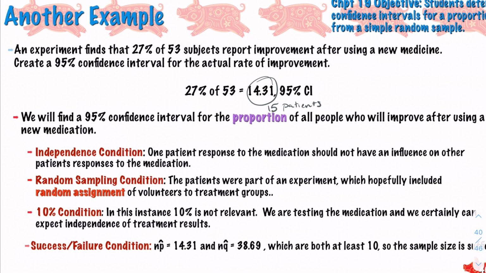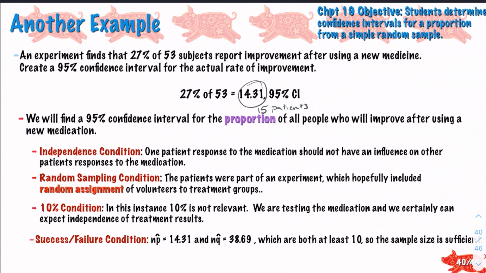So we will find a 95% confidence interval for the proportion of all people who will improve after using a new medication. Sounds useful. So this is our P. We establish our parameter. Here is our A, our assumptions.